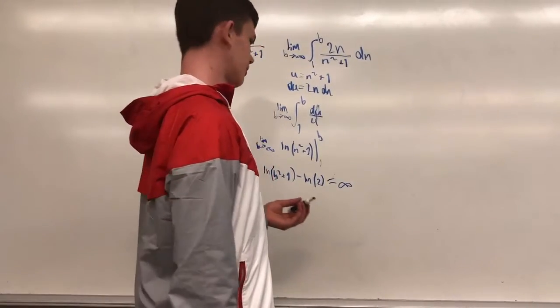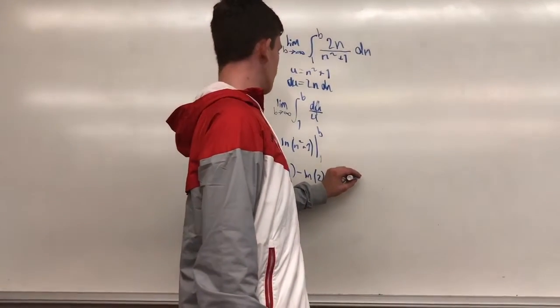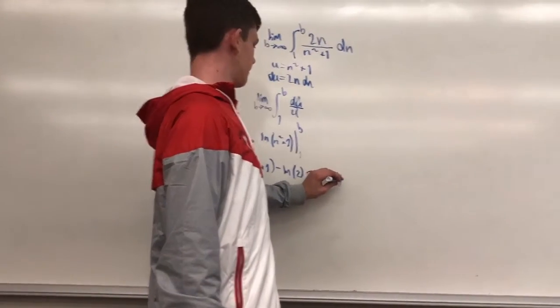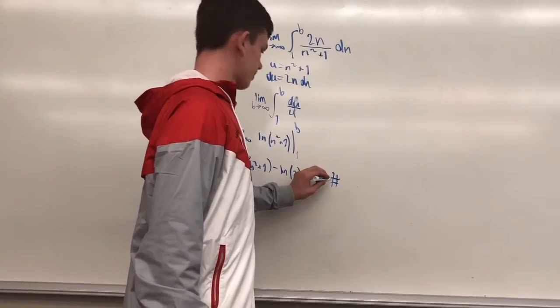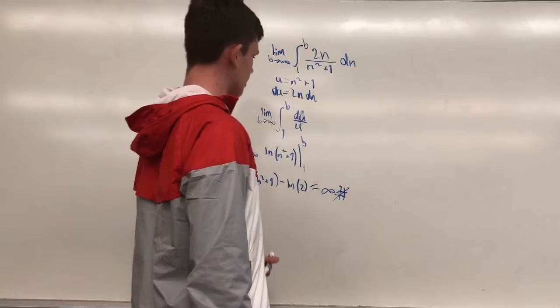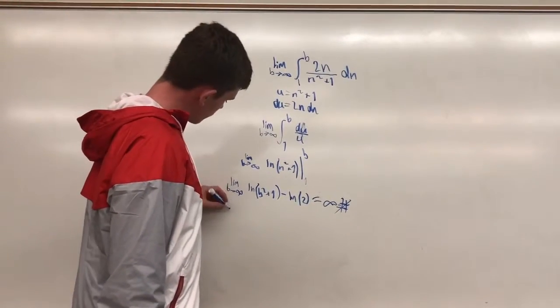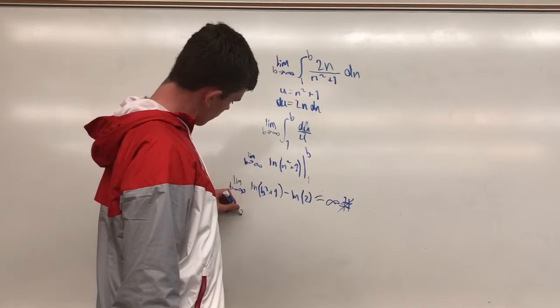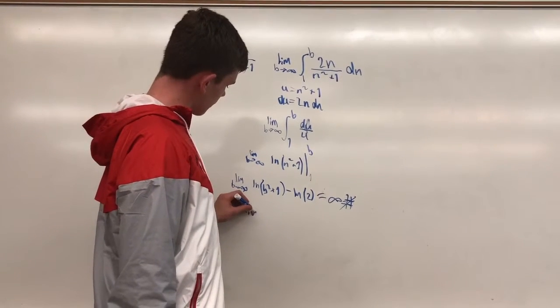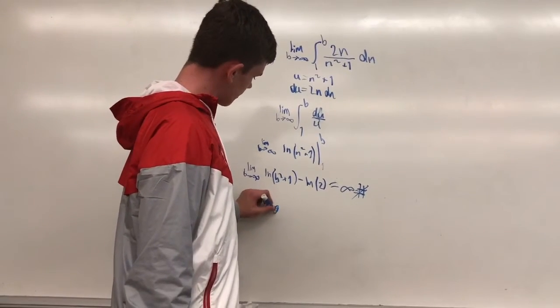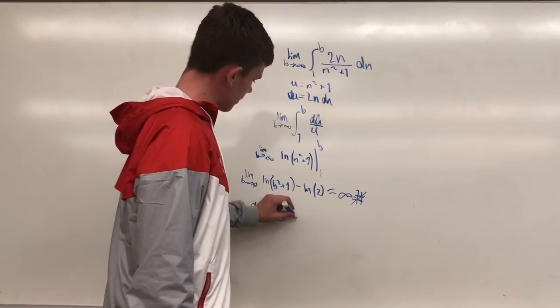And by the integral test, if it's not a finite number, if it's infinity, that means that it diverges by the integral test. So therefore, 2n over n squared plus 1 diverges by the integral test.